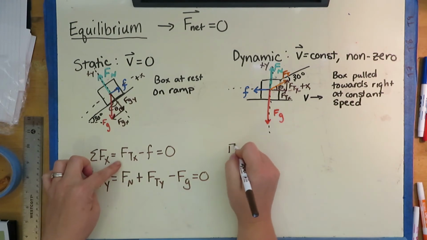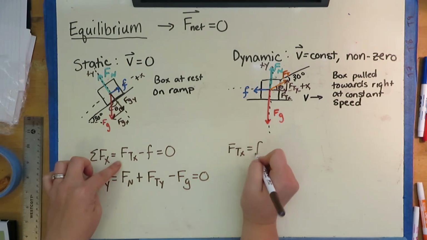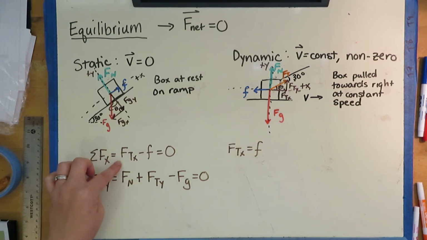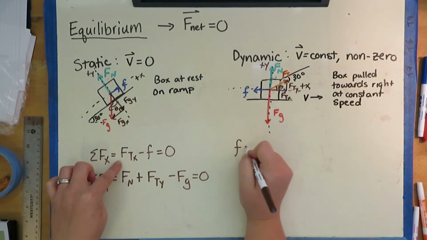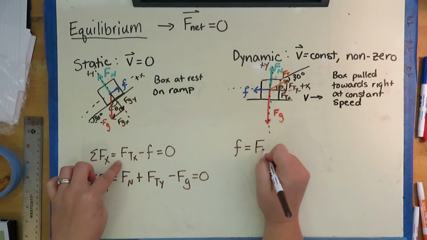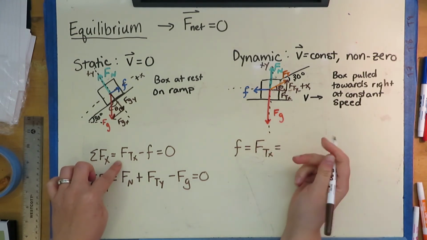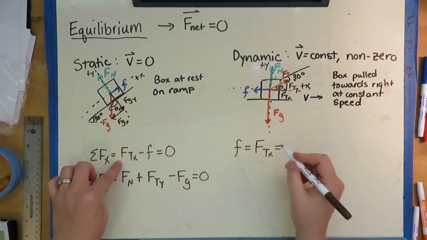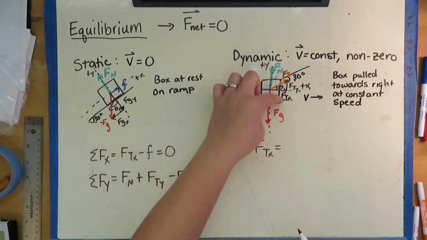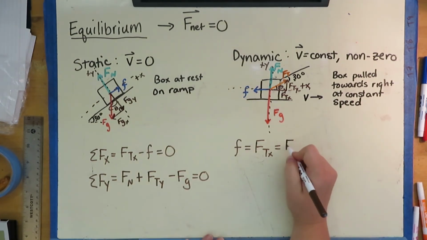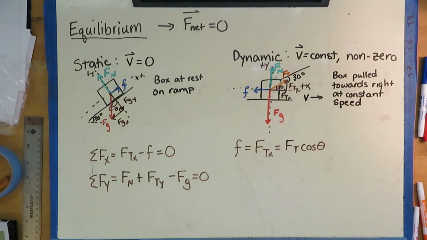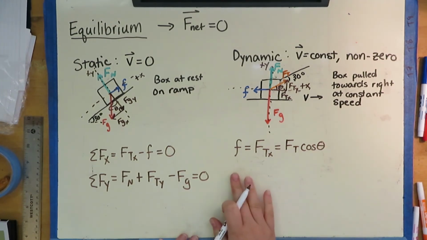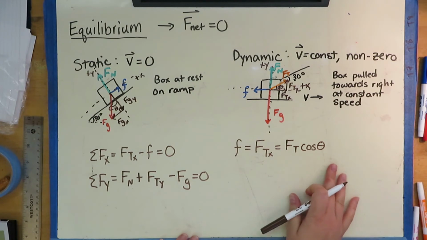So Ftx has to equal friction in this case. Actually, I'm going to rewrite that the other way around so I can sub in for Ftx. And then Ftx is the adjacent side, so that's going to be Ft cosine of my angle theta. And that gives me a relationship between friction and tension.